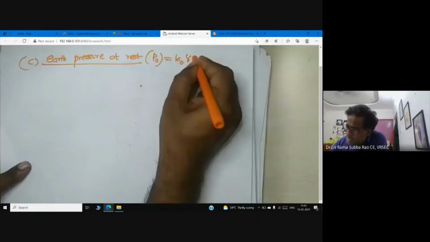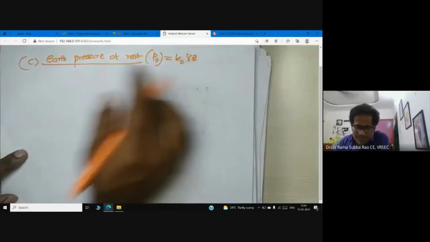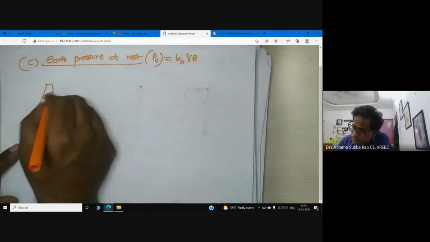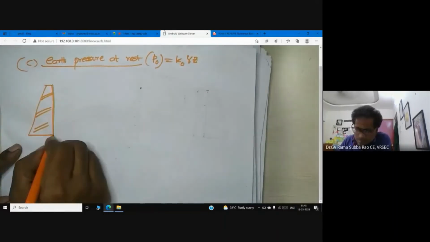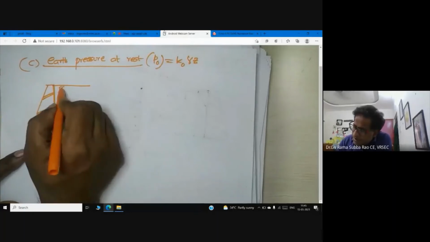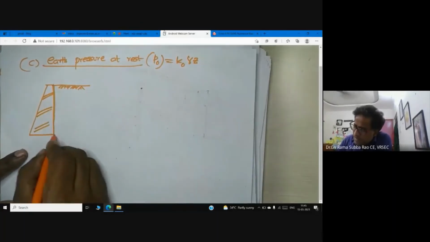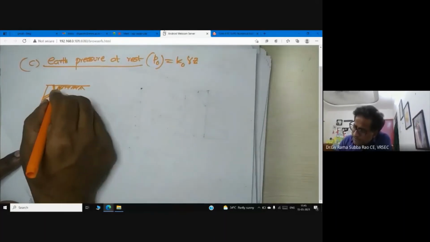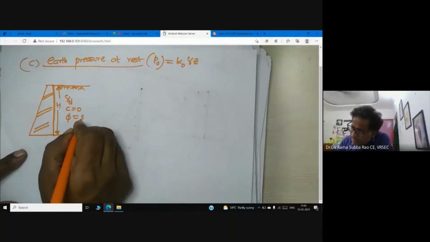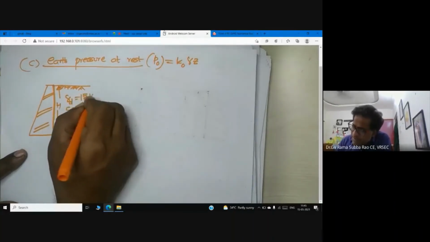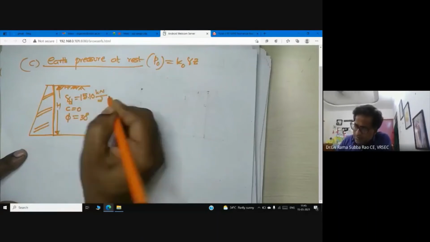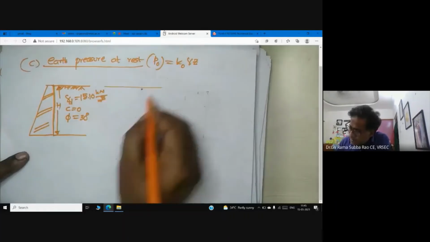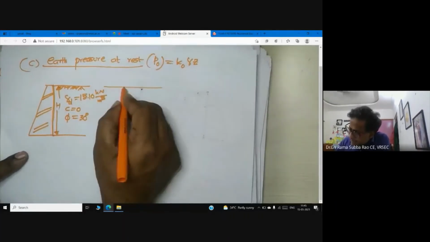K naught into gamma Z. Anyhow, the questioner is expecting a plot. This is my retaining wall. The back is vertical, which means I am using Rankine's theory. Ground level is horizontal, and I am using dry, cohesionless backfill with angle of internal friction 30. The unit weight is luckily given as 15.10 kilonewton per meter cube. Now without any hesitation, I can draw this distribution diagram.